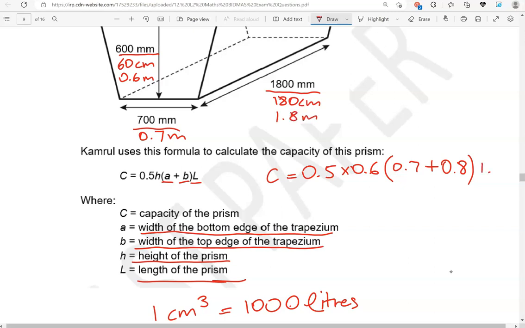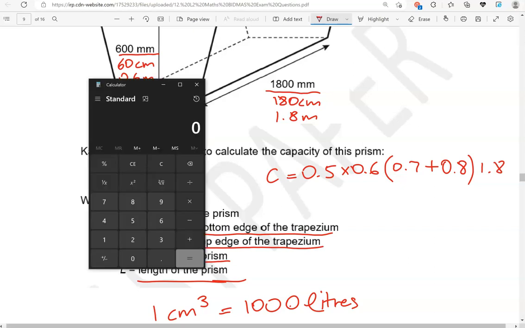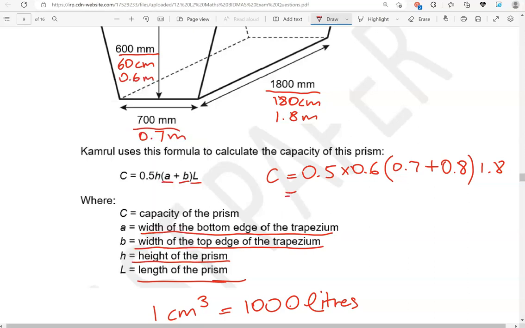So multiplied by 1.8, we can use a calculator to work this out. I'm going to do what is within the brackets first, because BIDMAS tells us so. Keeping the rest as it is for now, 0.5 times 0.6 times, because there is no operation, it means multiplication, and when we have brackets and no operation, it also means multiplication. Within the brackets we have 0.7 plus 0.8, which when we add gives us 1.5 times 1.8.